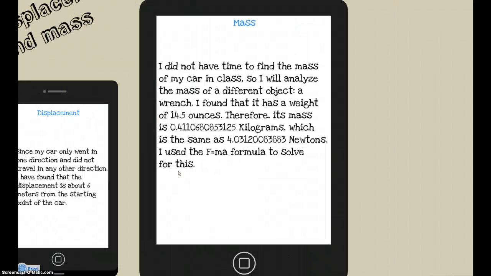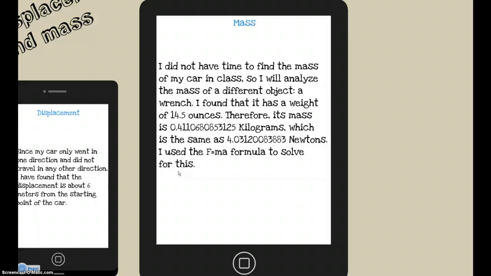And then I have my car at school, so I couldn't really solve for the mass, so I just took a wrench and solved for that, and I figured it would just be similar because, I mean, it's still solving for mass, and I got that. You can read it because I don't feel like stating it.